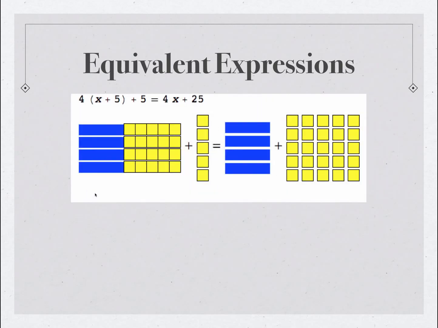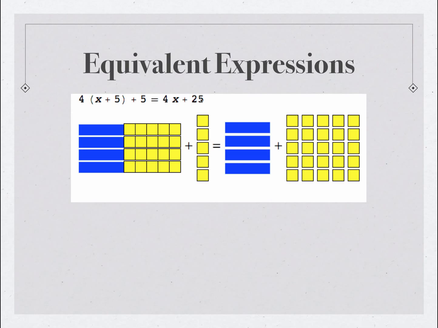Similarly, with algebraic expressions, we can have two expressions be equivalent. Now, I'm representing the expression on the left, 4 times (x plus 5) plus 5, using these blocks. The blue bars represent the unknown x, and the yellow squares are 1s. So this 4 times (x plus 5) is represented here as x plus 5 ones: 1, 2, 3, 4, 5, and it's there 4 times. And then an additional 5 ones over here.